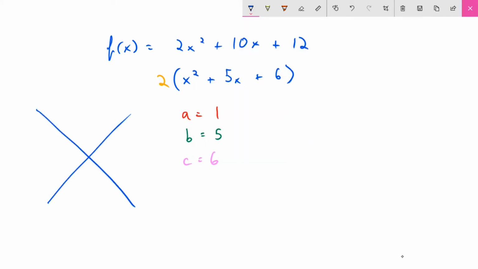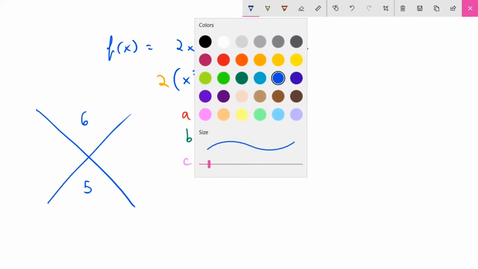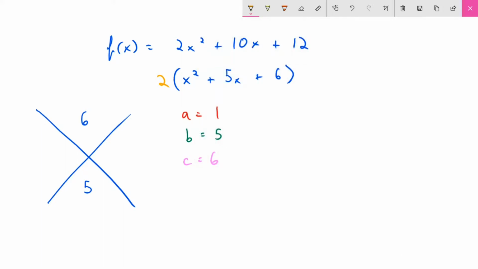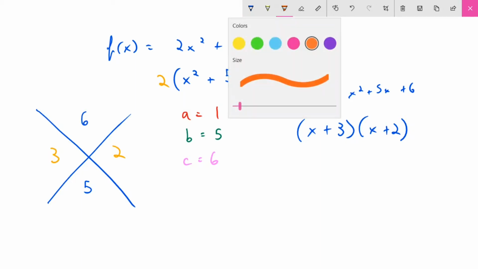So then we can just solve as we normally do. Make the x box. What goes in the top blank? A times c, that's 6. What goes in the bottom blank? B, that's 5. And what are my two terms that multiply together to give 6 and add together to give 5? That's going to be 3 and 2. And then from here, what's my factored form? It's going to be x plus 3 and x plus 2. But wait a second. Real quick though, x plus 3 times x plus 2 would actually equal x squared plus 5x plus 6.